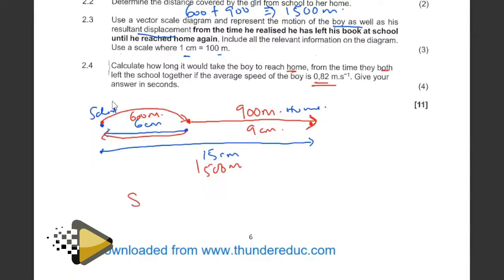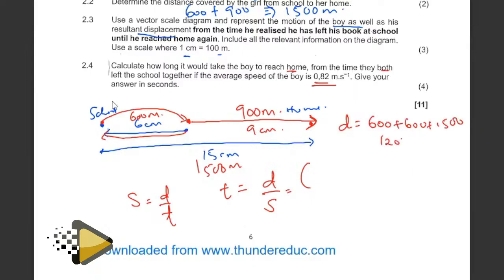So speed is distance divided by time, which means that time is going to be given as distance divided by speed. So what distance do we say? This guy is moving 600 and then another 600, which is 1.2 kilometers, sorry, 600 plus another 600, and then plus the 1.5. So 1.2 plus 1.5 is 2.7. So this guy travels 2,700 meters.